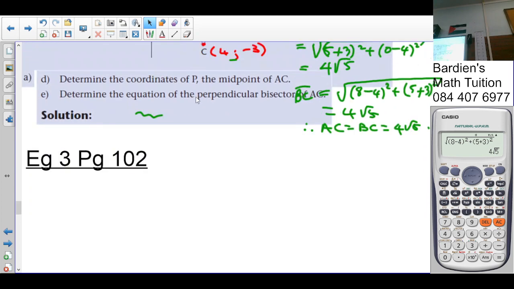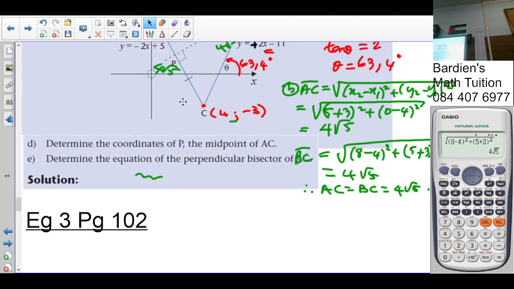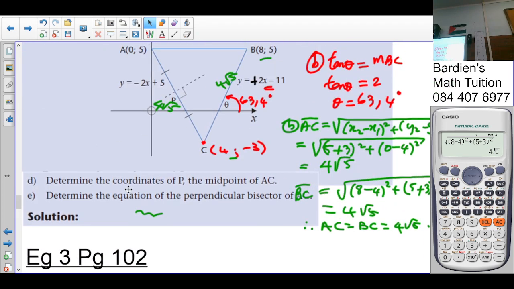Alright, let's look at the next question. This is D. D says, determine the coordinates of P, the midpoint of AC. How do you calculate the midpoint?